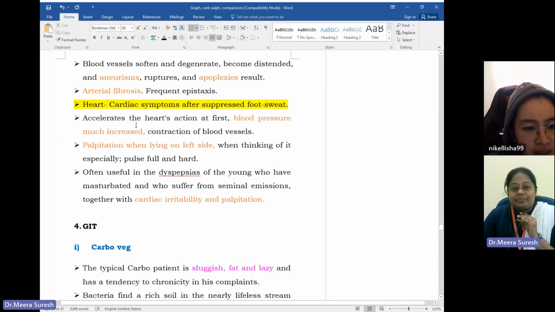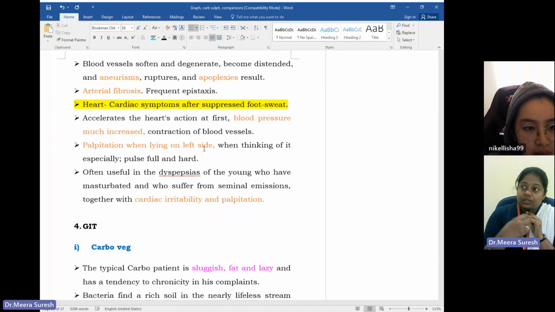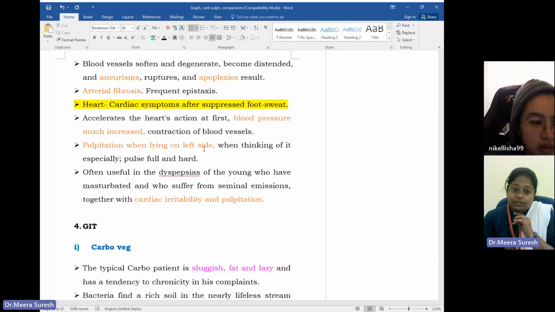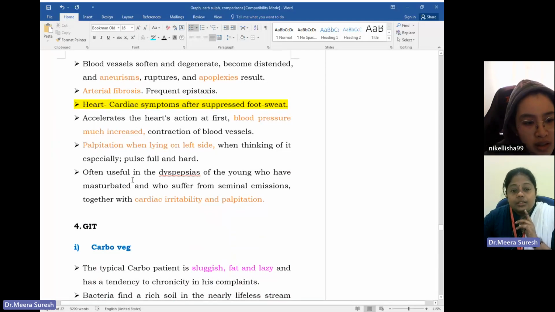So anyway, this acts on the muscular layer, causing the blood pressure to be increased. The vessels might be contracted. There will be palpitation lying on left side, and that's a common feature. When the patient is lying on left side, there will be more pressure on the heart. So there will be palpitation lying on the left side because the heart, the apex being in the left side directed. Then pulse will be full and hard.